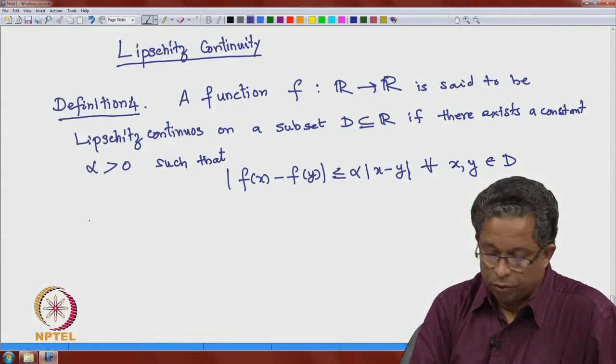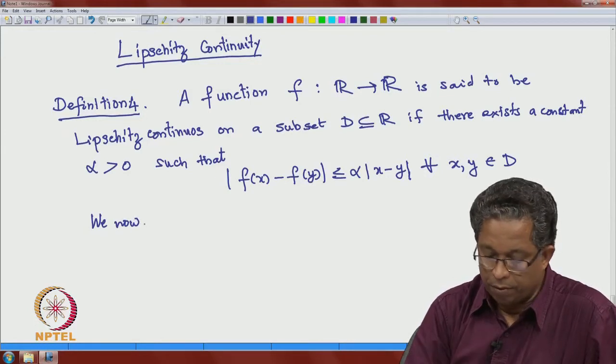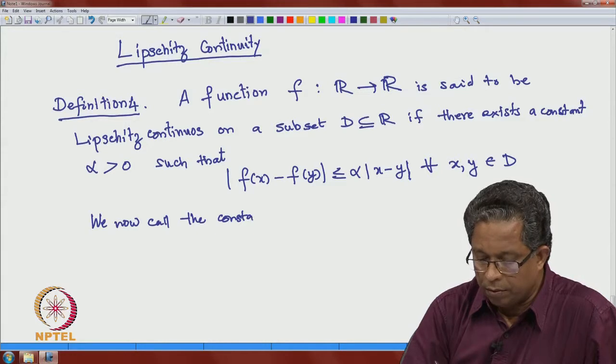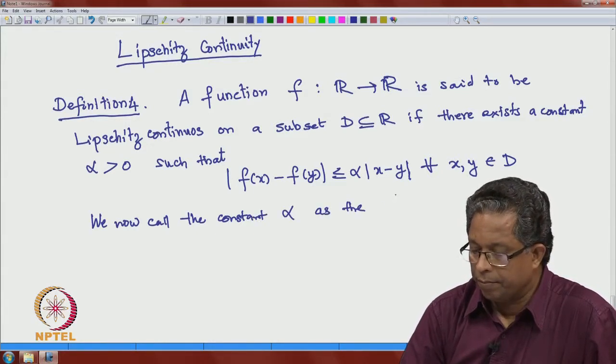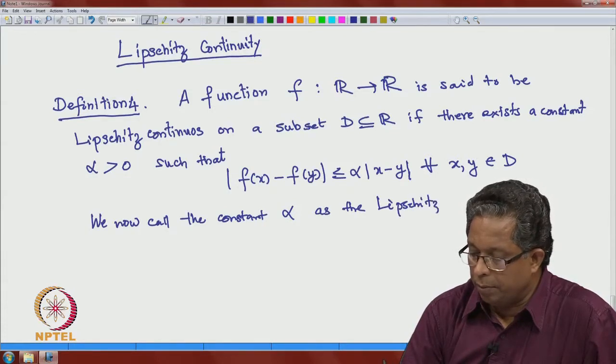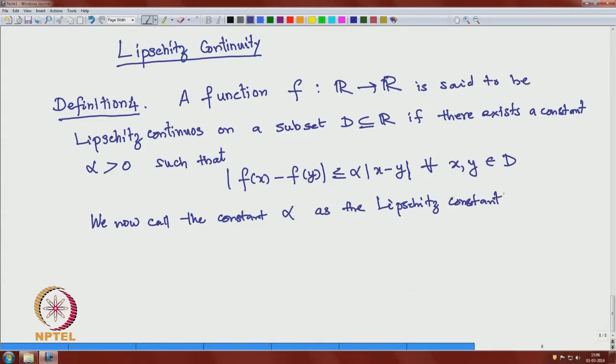So, in this case, we now call the constant alpha the Lipschitz constant of f. In fact, if alpha is a number satisfying this inequality, then any number larger than that will also satisfy this inequality. We take alpha the least upper bound of all such alphas, and that alpha we call the Lipschitz constant. The smallest number which satisfies this inequality is known as the Lipschitz constant of f.